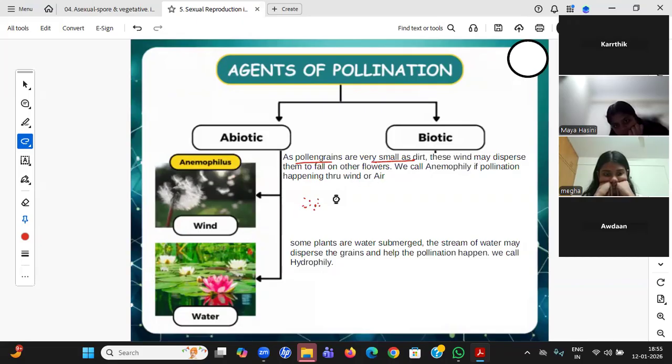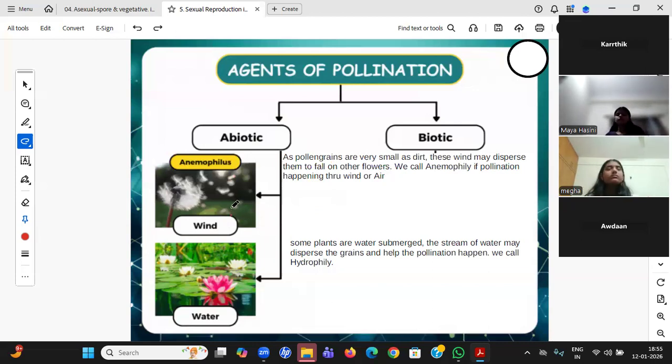The wind may disperse them and they fall on the same flower's female part, or just beside the flower. Or the wind may be of more speed, right? There might be higher winds, a higher range of winds. So from one flower it may go to the other plant's flower also. So all three cases are possible. That is the reason we say the wind is the carrier over here.